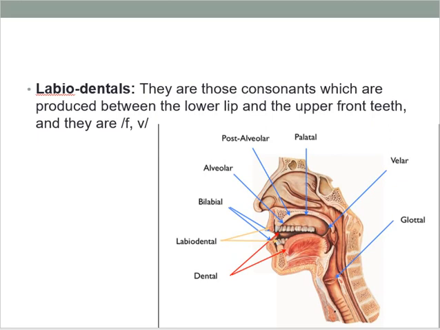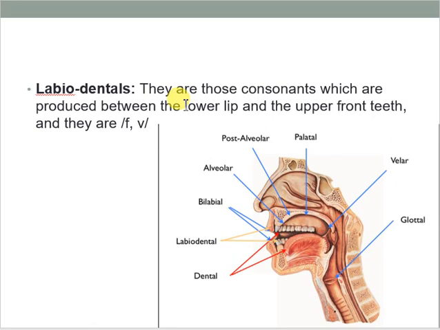The second place of articulation we have is the labiodental. Labiodental. باللابيودنتال شوفوني وين دا أشر. We use the upper teeth and the lower lip. Upper teeth and the lower lip.